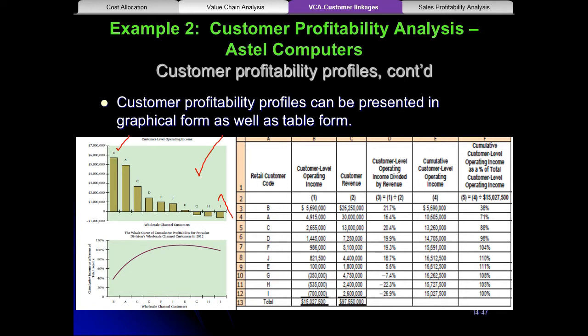Or we can graph it, and it's these customers in this area here where we want to focus on our strategic customer acquisition. This is where we may want to focus our bundling of different products or services together, or sell new products and services to these more profitable customers.